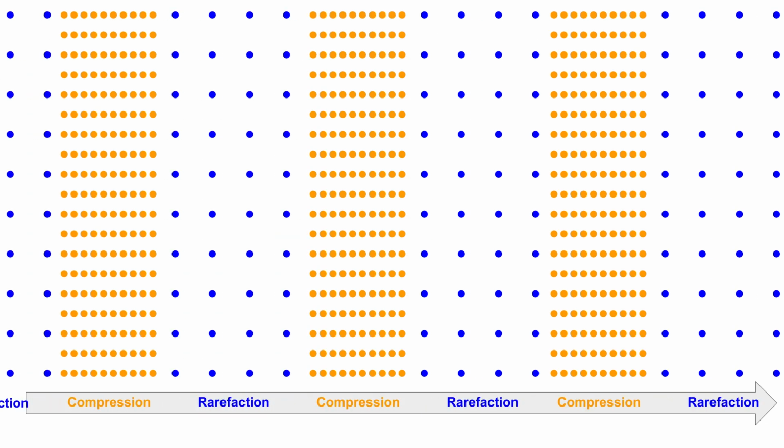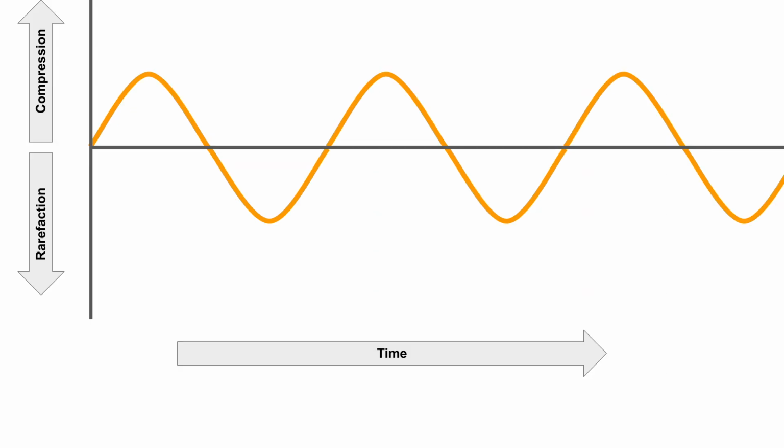Forgive my primitive animation here. If we look at it on a graph, you can see that as time progresses, it's cyclic. It alternates between being higher than normal pressure and lower than normal pressure, higher than normal pressure, lower than normal pressure. And if we look at one repetition of that, one cycle of that, it starts with the air pressure being normal, the air pressure increases, decreases back to normal, continues to decrease to below normal, and then comes back up to normal. So that is one cycle of sound waves.